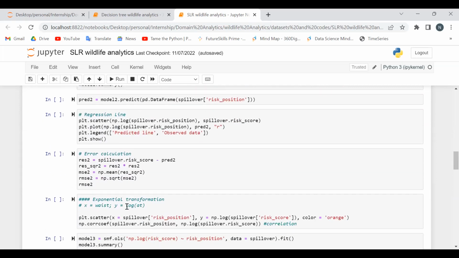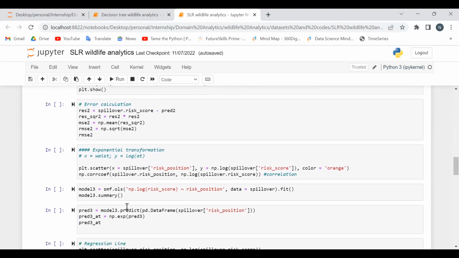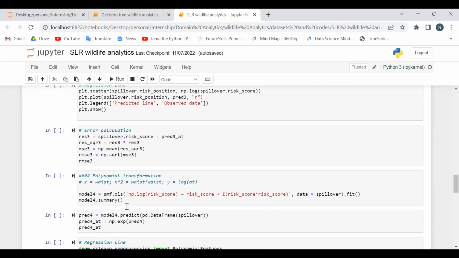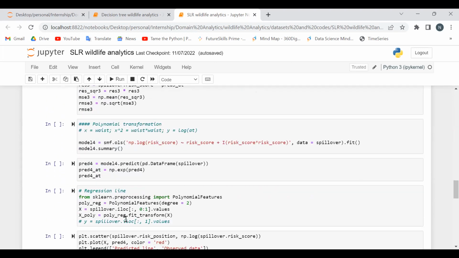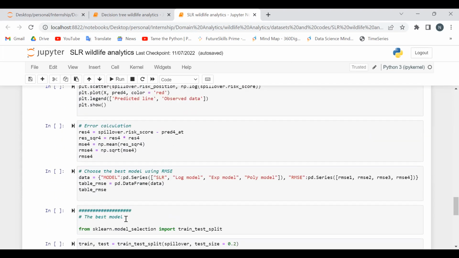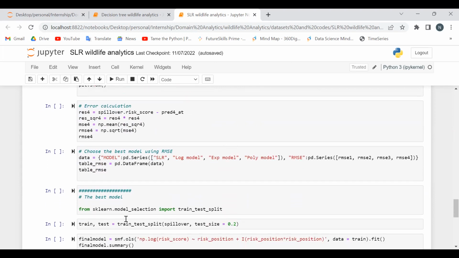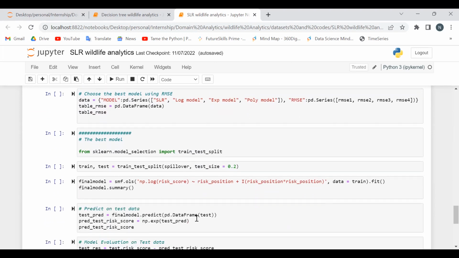We keep on fitting the model until we get the best scatter or the best model. Okay, and then we split the data. So train and test.